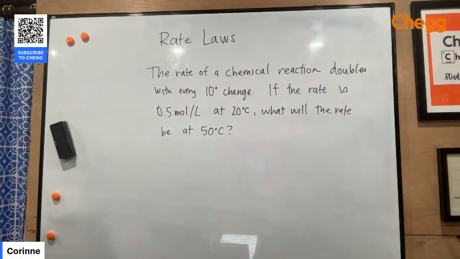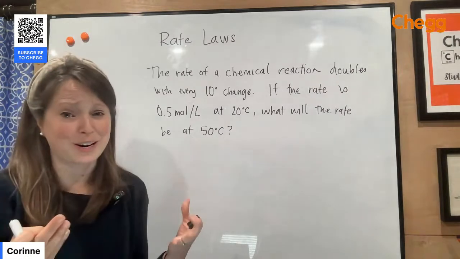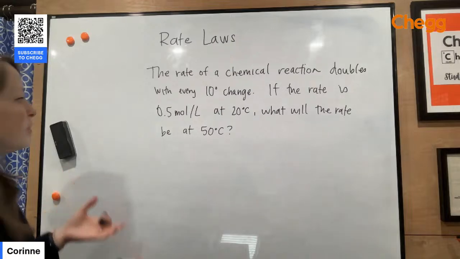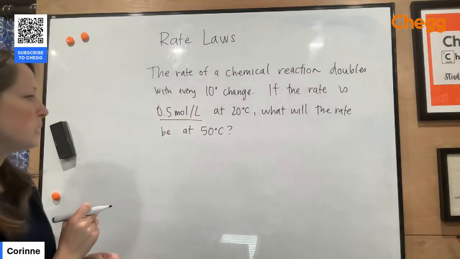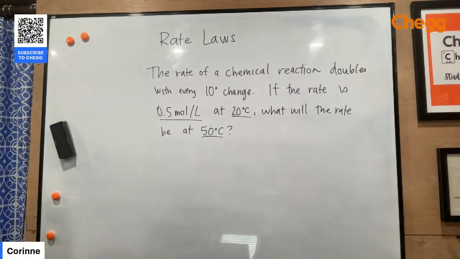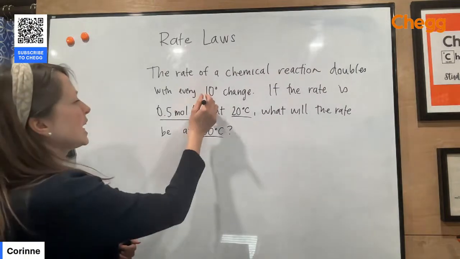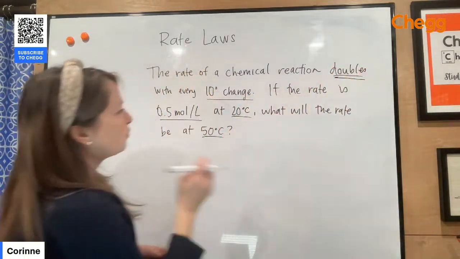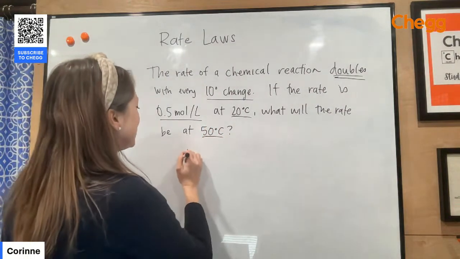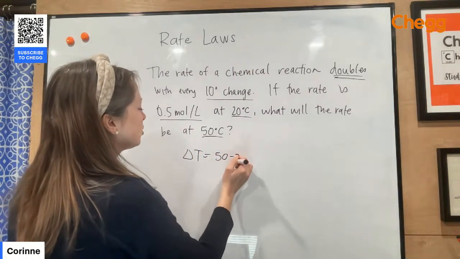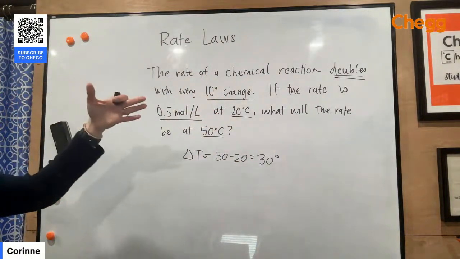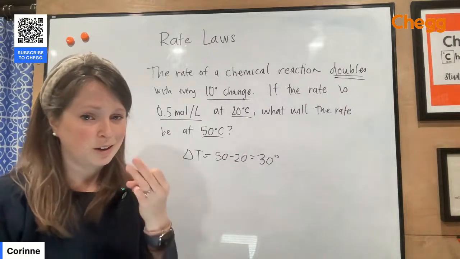Looking at this, again, the hardest part is deciphering some of these questions. What do we know? What are we given in the problem? What do we need to find out? We know our rate is 0.5 moles per liter. We know our initial temperature is 20 and our final temperature is 50. We are also given that the rate doubles with every 10-degree temperature change. So first, you have to figure out how much the temperature changes. We were just talking about delta T. Delta T is going to be 50 minus 20. That's 30 degrees. With each 10-degree change, we expect it to double. How many times is this one going to double? 3 times, okay?